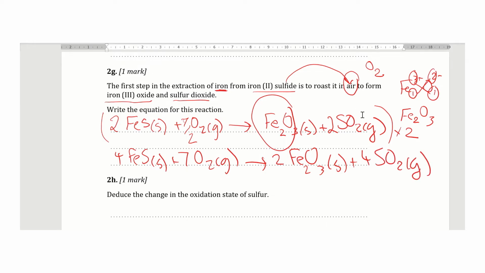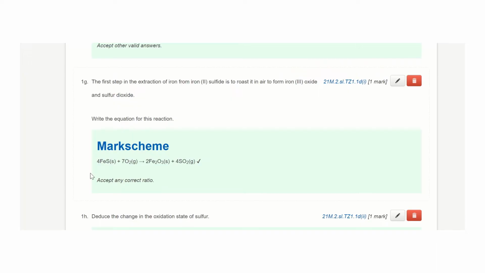And if I look at the mark scheme, you'll see that they do prefer it that way, but they also say accept any other correct ratio. To be on the safe side, try not to get, what do you call them?